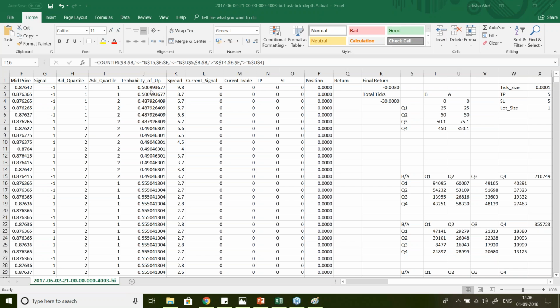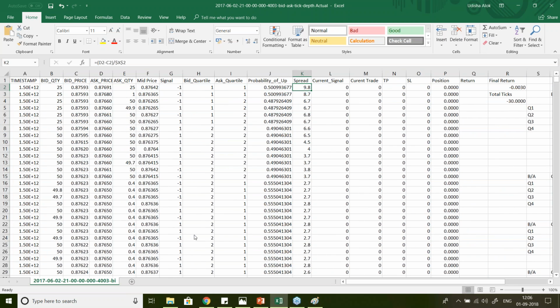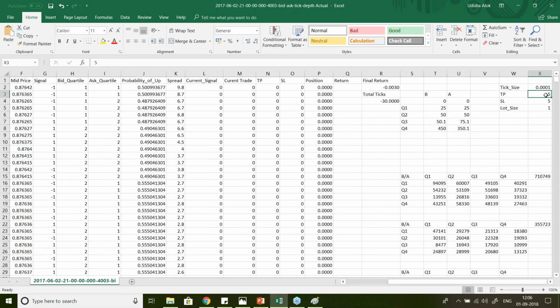So till now we have understood how we got up to column J, and we understood how spread is calculated. To repeat again, spread is the difference between bid price and ask price. But since our take profit and stop loss are in terms of ticks, I have converted the spread also into ticks.